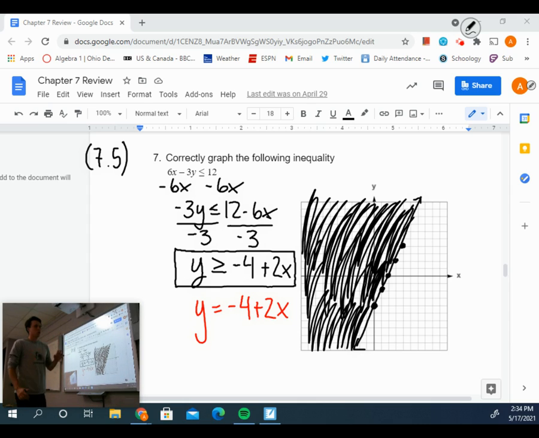And then finally, to indicate all the potential solutions that make the inequality true, we will either shade above the boundary or below the boundary. And this is determined by which way the sign is facing. If the open side is facing the y, we will always shade above the boundary. If the open side is facing away from the y, we will shade below the boundary.